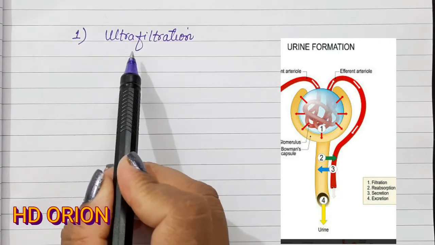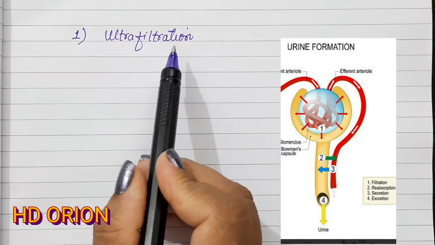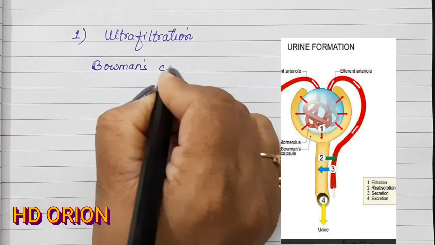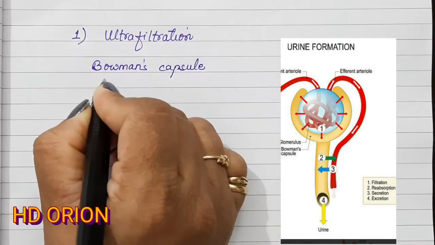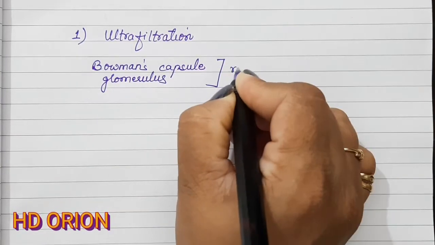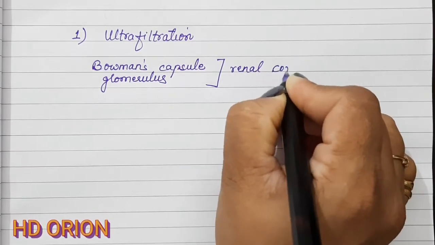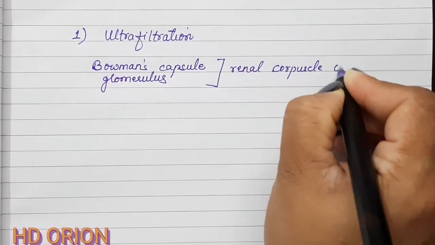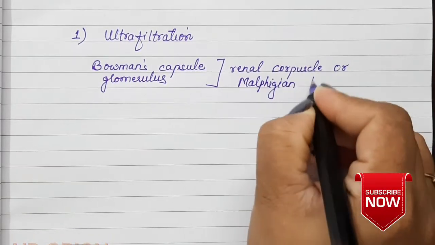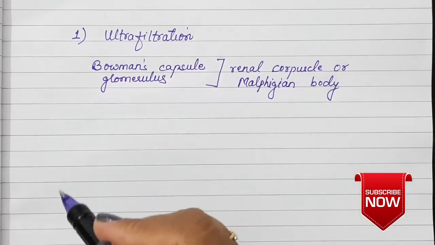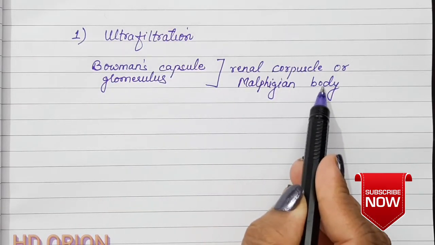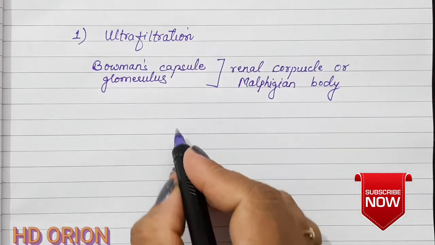Now this is the first step, which is known as ultrafiltration. This takes place in the Bowman's capsule and the glomerulus. The Bowman's capsule and the glomerulus together are called the renal corpuscle or Malpighian body. So the first step of the mechanism of urine formation, ultrafiltration, takes place in the Malpighian body of the nephron. We have already studied the structure of the nephron.